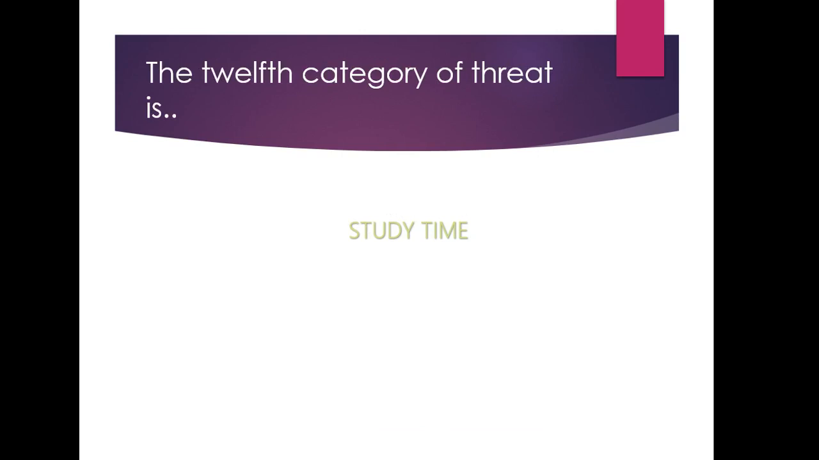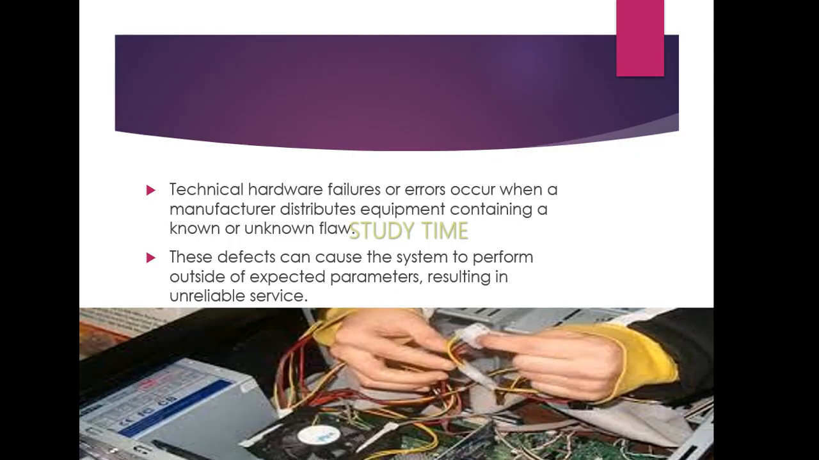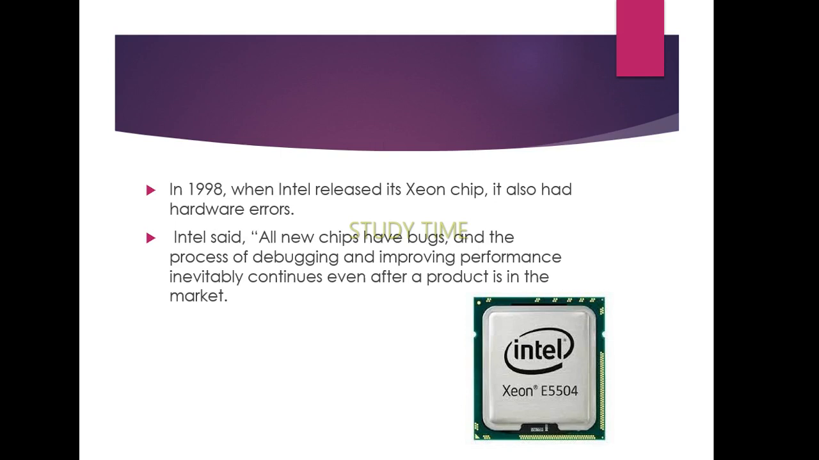The 12th category of threat is technical hardware failures or errors. These occur when a manufacturer distributes equipment containing a known or unknown flaw. These defects can cause the system to perform outside of expected parameters, resulting in unreliable service. In 1998, when Intel released its Xeon chip, it also had hardware errors. Intel said, "All new chips have bugs, and the process of debugging and improving performance inevitably continues even after a product is in the market."